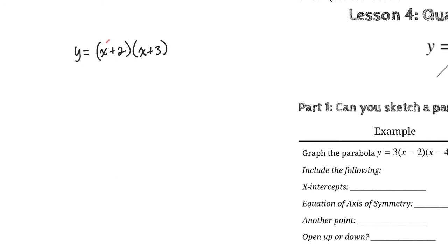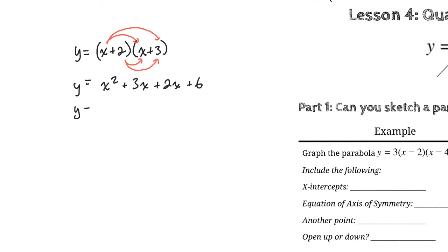And when you did that, you had to use FOIL. So you had to multiply the first, the outside, the inside, and the last terms together. So let's go ahead and do that. Our first two terms multiplied together, you would get x squared. Our outside terms multiplied together is 3x. Our inside terms multiplied together is 2x. And our last terms multiplied together is 6.